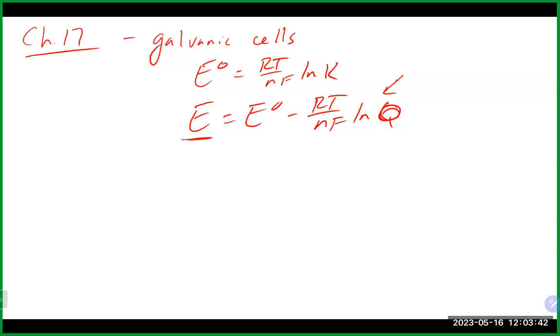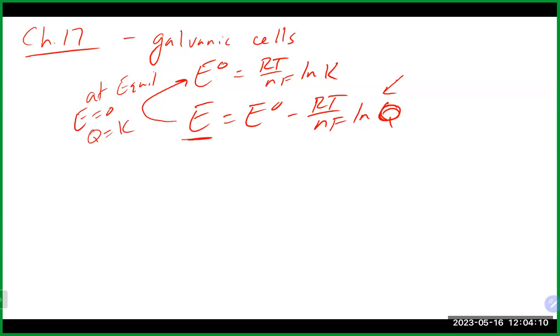Remember that non-standard conditions have to do with maybe concentrations or pressures. They're not 1 atmosphere or 1 molar. That's very common, and that will give us our E of the cell afterwards. And again, to get back to this equation at equilibrium, E is equal to 0 and Q would equal K. So that's how we get back to that equation.